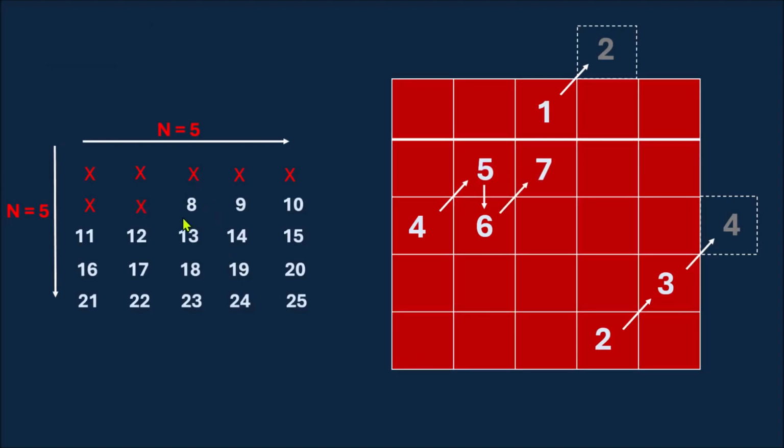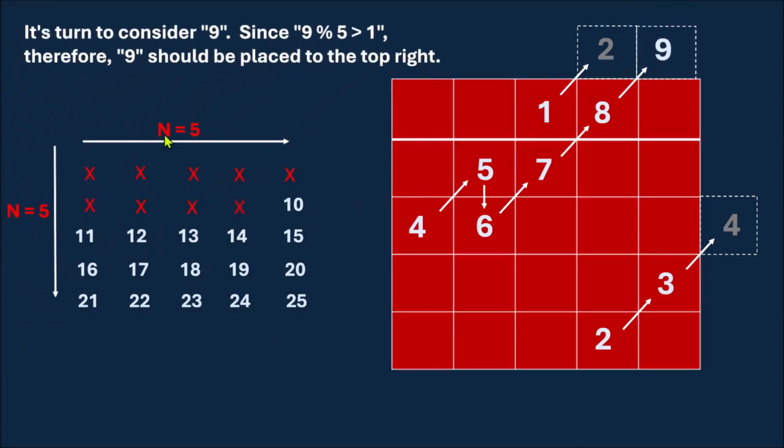Okay, now let's consider 8. Now let's consider 9. Since 9 mod 5 is larger than 1, therefore 9 should be placed to the top right. This is the position of 9. But there is an issue. 9 is outside of these 5 by 5 squares. Therefore 9 should be moved to here.